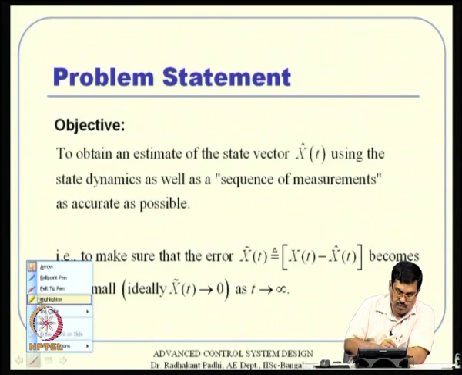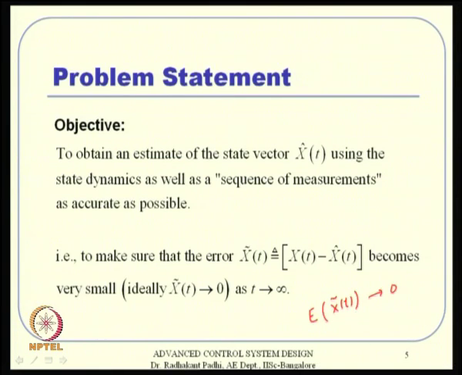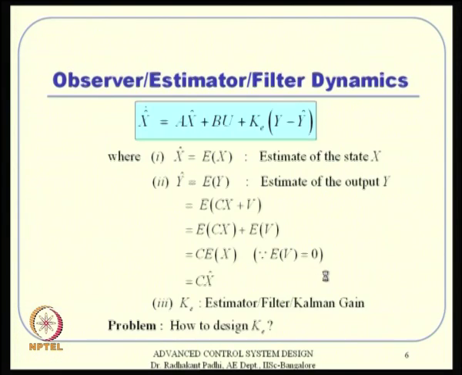Okay, so let me probably write it here. What we are telling here is the expected value of x tilde t should go to 0. That's our objective, truly speaking. All right, so let's see how it happens.